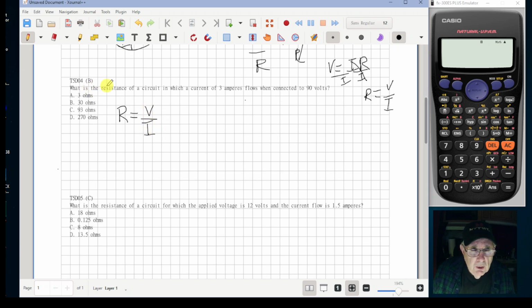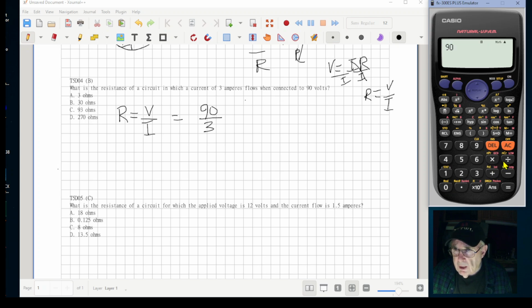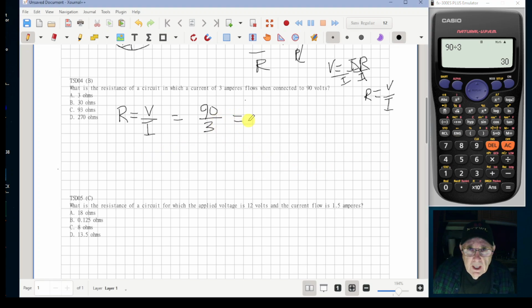This way, all I got to do is take the information that they give me and plug it into the formula. So I have 90 volts divided by 3 amperes of current, or 3 amps. And of course, we're going to get 30 out of that, but I'm going to do it on the calculator since I'm horrible at arithmetic. Okay, my algebra students always laugh when I tell them that, but it's true. Okay, as predicted, we get 30 ohms.